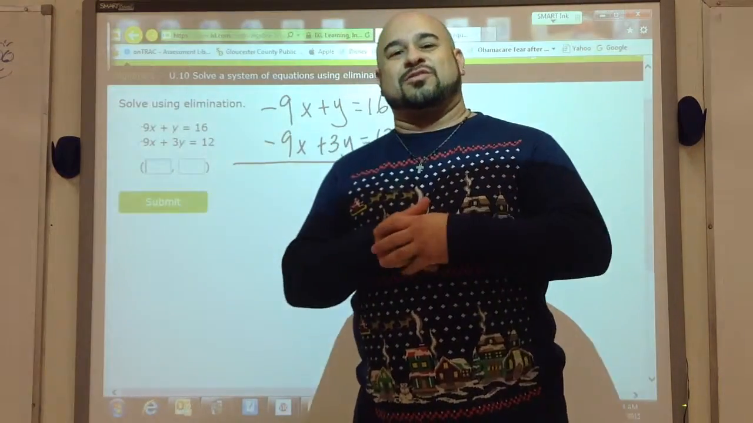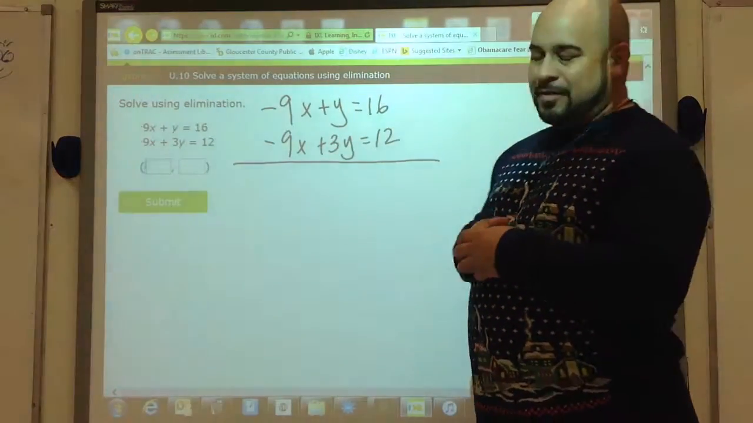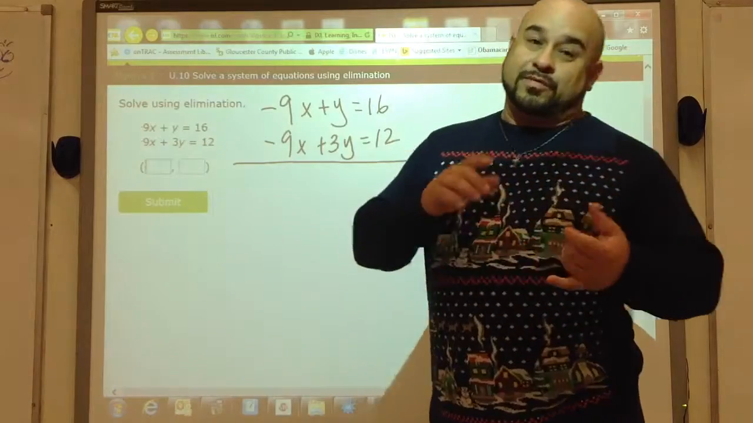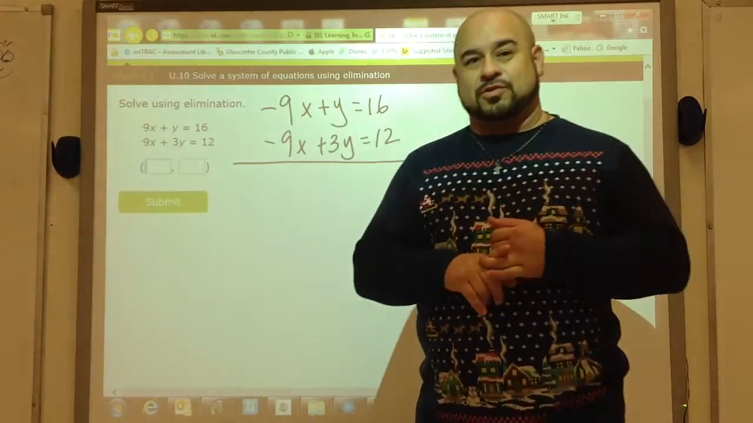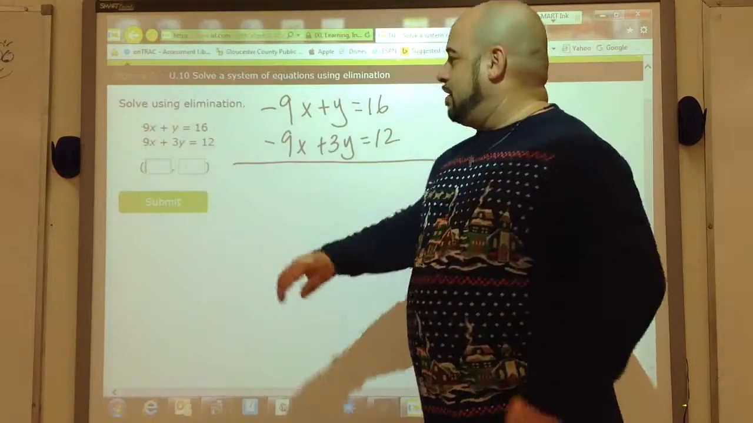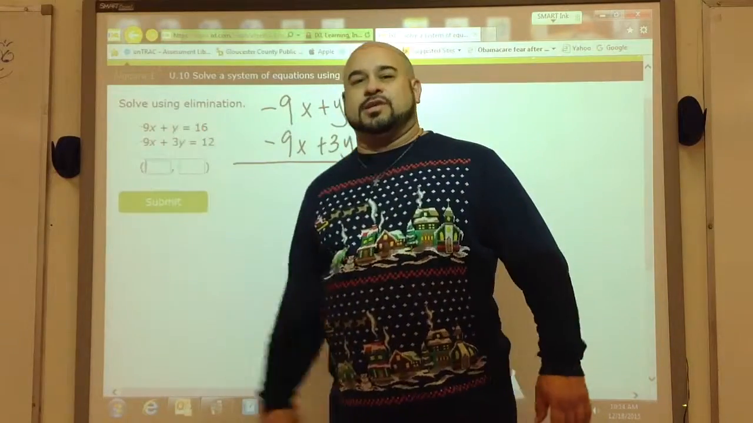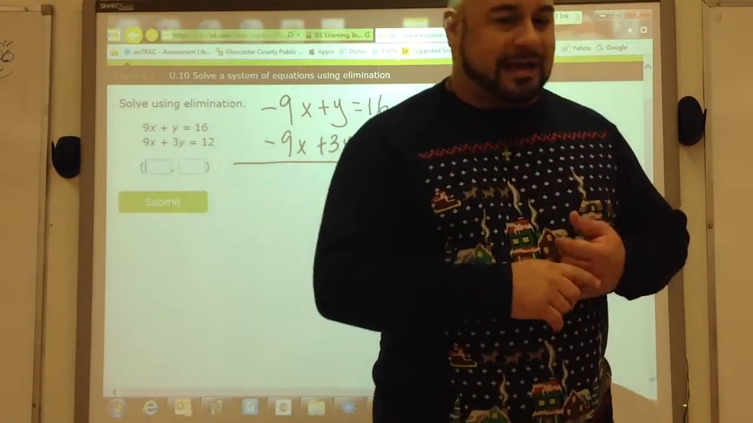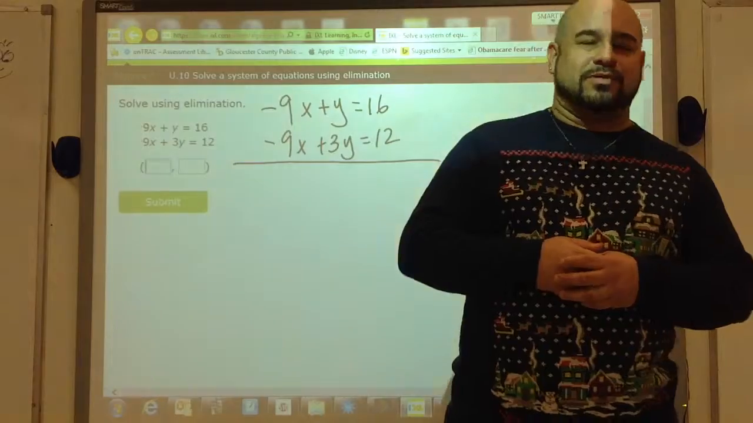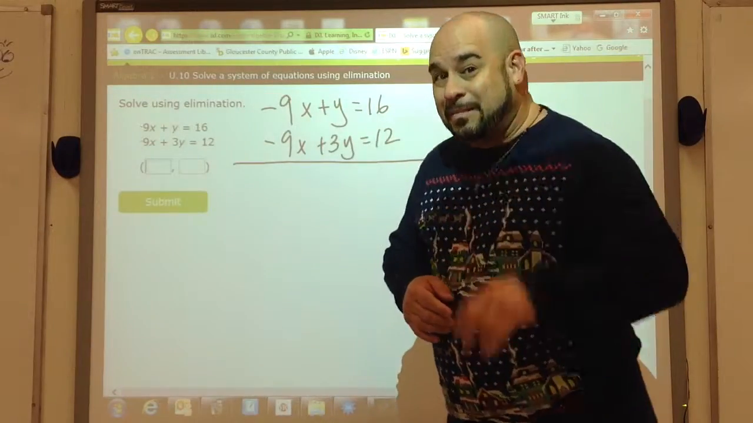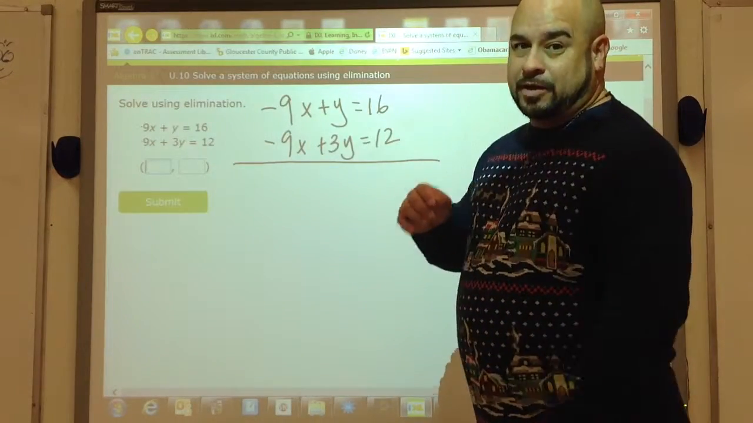U.10 is solving systems by elimination. You have a couple of choices here. Now, we've done graphing, we've done substitution. Today, we're going to do elimination. And the way it works is you can either add or subtract. Sometimes you might have to multiply in order to eliminate one of your variables.